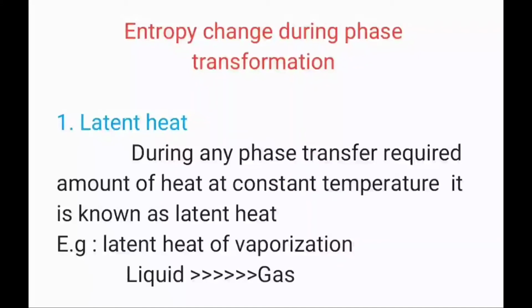So I give one example for this latent heat. The first example is latent heat of vaporization. Means heat required for the liquid phase to convert into the gaseous phase at constant temperature is known as the latent heat of vaporization. The heat required for a liquid phase to convert into a gaseous phase is called latent heat of vaporization at constant temperature.